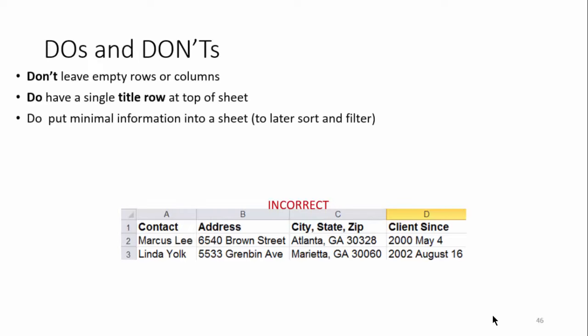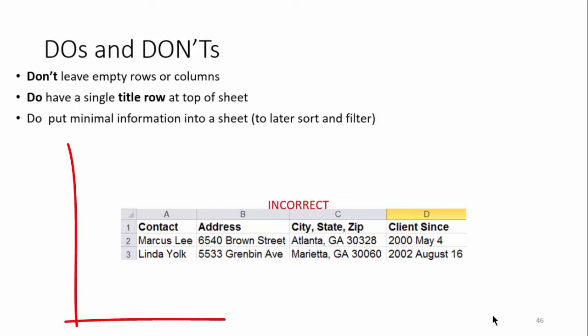So how do I create a simple database in Excel? Well, let's start with a few basics, and we'll start with the do's and don'ts. Don't leave empty rows or columns, no matter what. Do have a single title row at the top of your sheet, and do put minimal information into a sheet to later sort and filter, and I'll show that to you in just a minute.